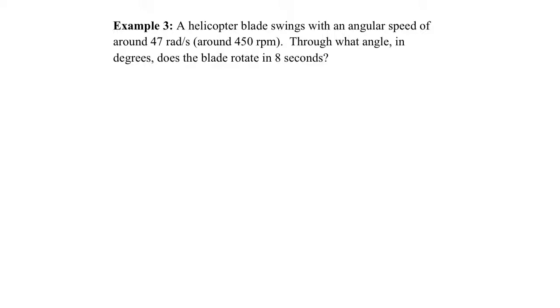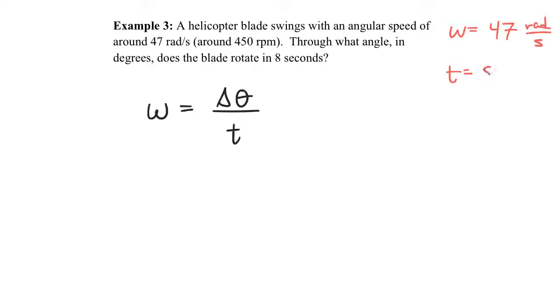But I could also look at this problem and think, well, we've got one formula so far. That one formula says omega equals the change in the angle over the time period. That's the formula that we're given. And this makes sense to use this formula because what are we given in the problem? Let's see. We're given omega equals 47 radians per second. We're given the time period equals 8 seconds, and we're trying to find through what angle it rotates. We're trying to find theta.